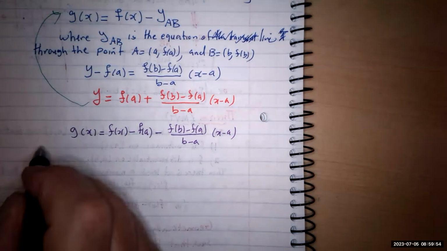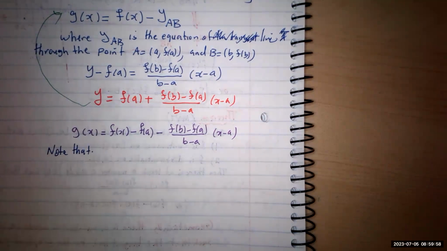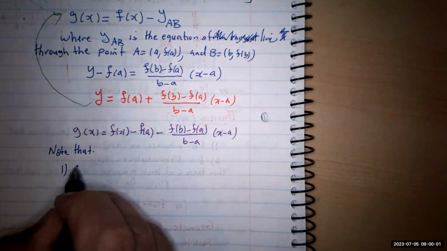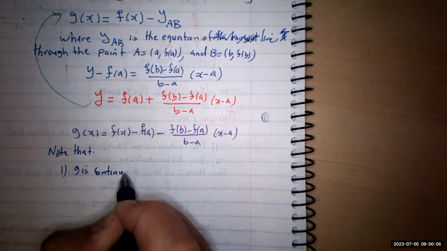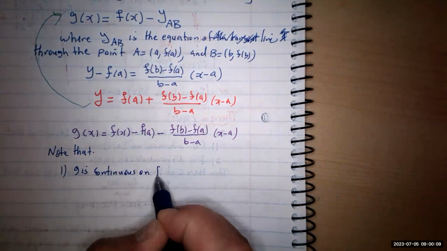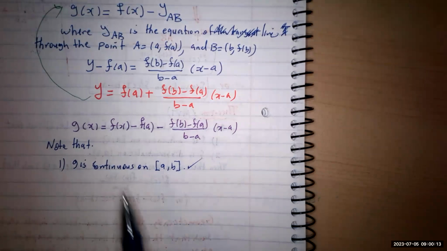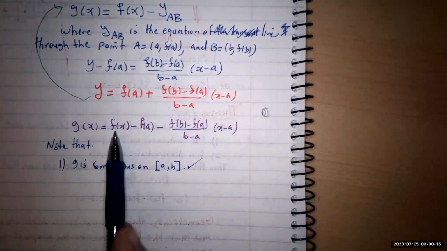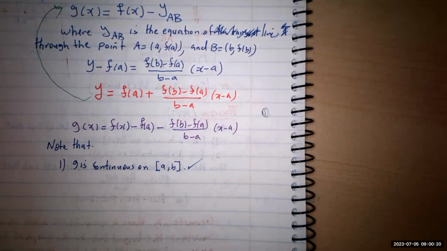Okay, so note that condition 1: g is continuous on the closed interval of a and b. And why? Because f is continuous, and these are all numbers, x minus a. That's the first condition. Second, differentiability.